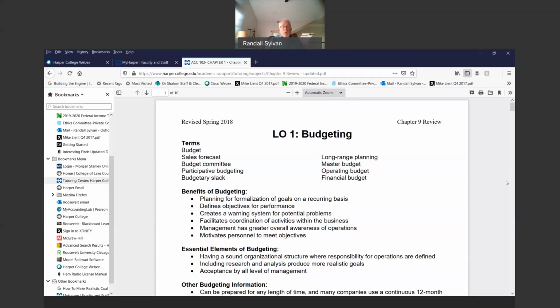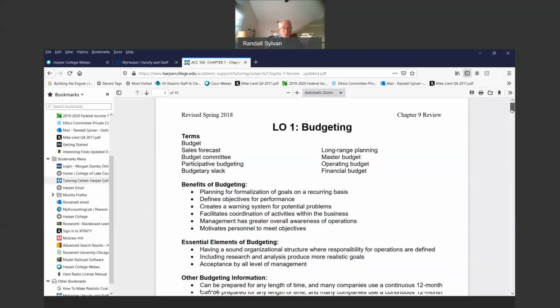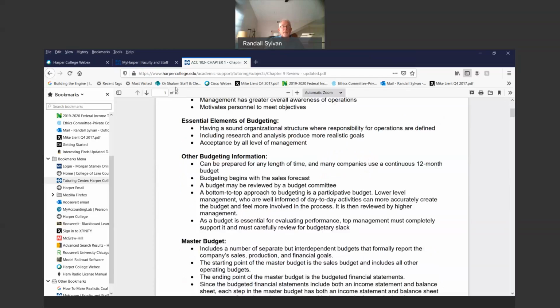So it's important to understand in chapter 9 what budgeting is. Right here, a plan for formalizing goals. The other issue here is management has a greater awareness of the operations. That's what budgeting does. It helps management make decisions. And then you really need to know where the budgets begin, and budgets begin with the sales forecast. Without the sales forecast, without knowing where the company is projecting their sales to be, you can't really go from the top down to the bottom. So budgets are not generally built from the bottom up, they're built from the top down.